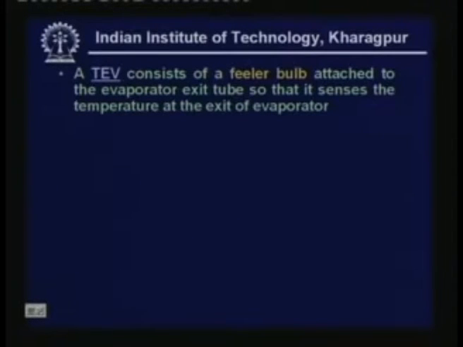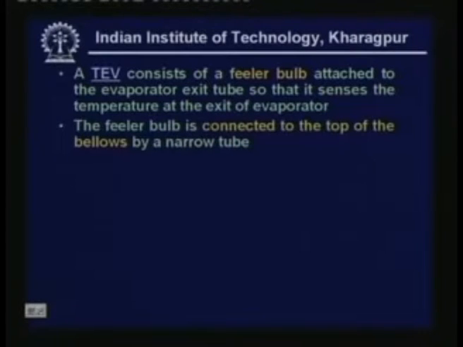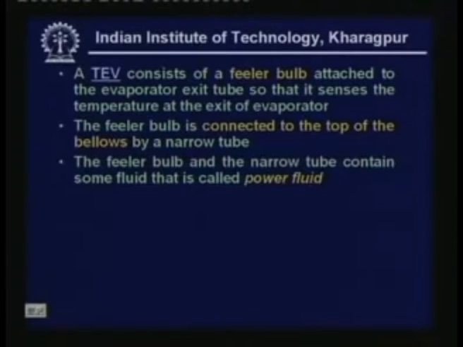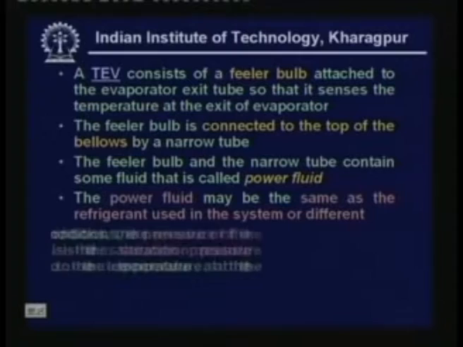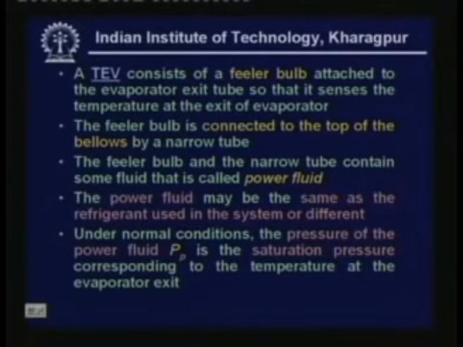So, now let me describe the working principle of a thermostatic expansion valve. A thermostatic expansion valve consists of a feeler bulb attached to the evaporator exit tube so that it senses the temperature at the exit of evaporator. The feeler bulb is connected to the top of the bellows by a narrow tube. The feeler bulb and the narrow tube contain some fluid that is called as power fluid. The power fluid may be the same as the refrigerant used in the system or different. Okay, so now let me show the picture of that.